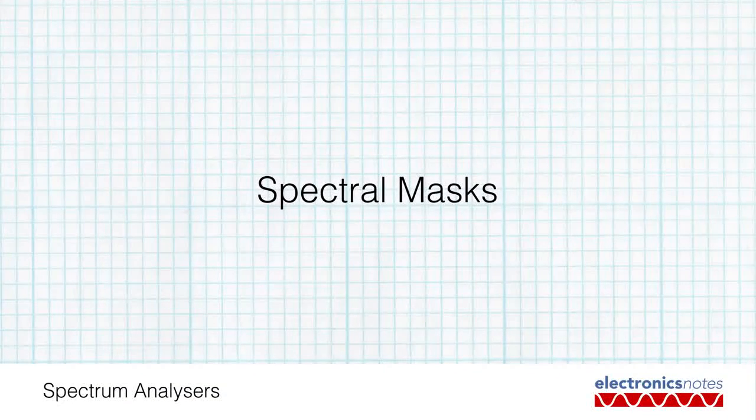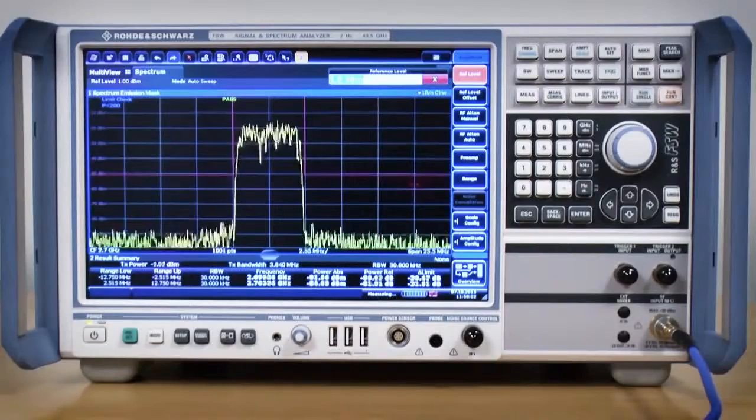Spectral masks are very useful for seeing whether a signal and its spurious emissions fall within acceptable limits. The mask sets out the maximum levels at a given point. For this example, the signal in yellow can be seen, and the mask can just be seen in red. As the signal falls within the red outline, it passes this test.